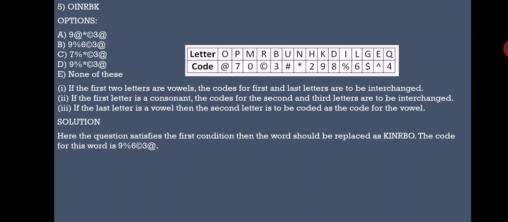Fifth question, O, I, N, R, P, K. Here the options are given and the conditions are also given. Here O and I both are vowels, so the first two letters are vowels. First two letters are vowels means the first and last letters are to be interchanged. After the replacement, the code will be written as K, I, N, R, P, O, and write the code from the table.